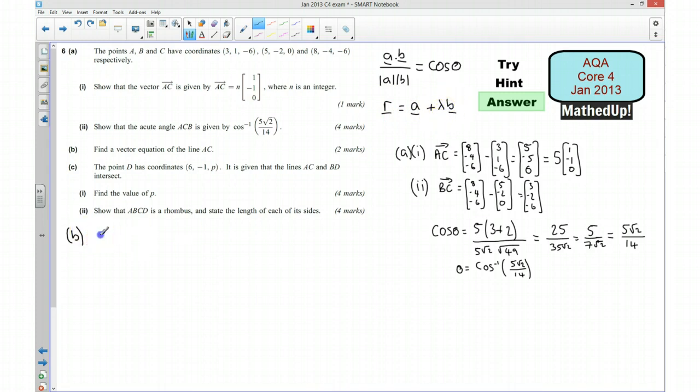So for part B, I can say that R is going to be equal to, and I choose any position vector A that I want. I'm going to go with this one here, so 3, 1, negative 6 plus lambda times by the direction vector. So the direction vector here, I could use 5, negative 5, 0, but I'm going to use a simplified version of it. It's going in the direction 1, negative 1, 0, so we can use that one.